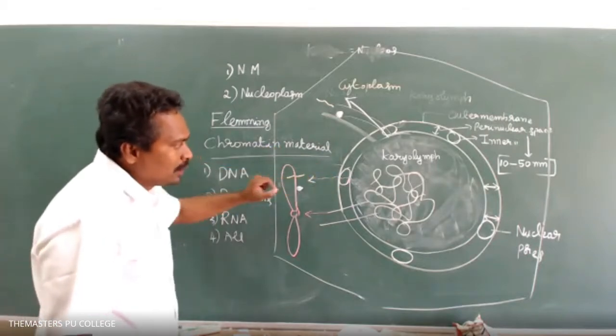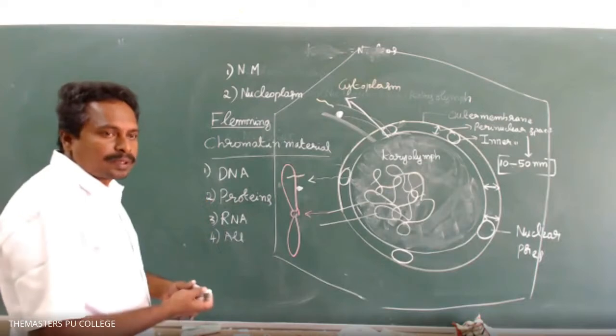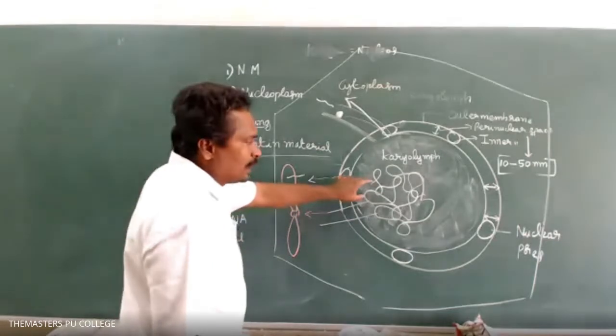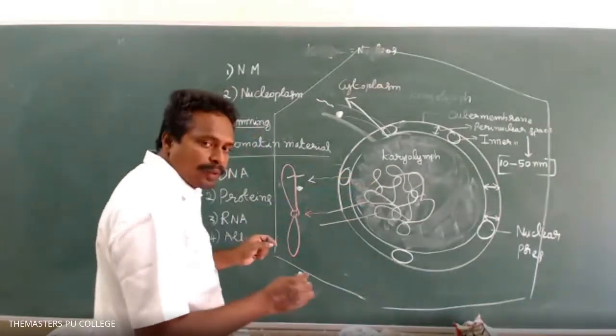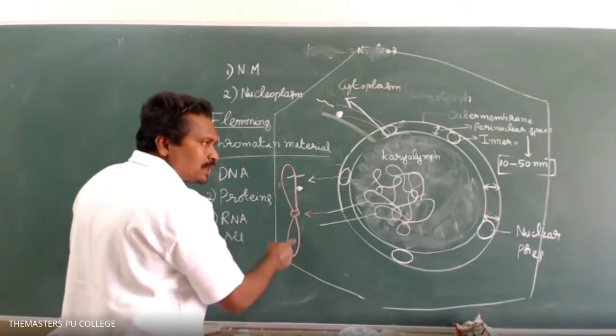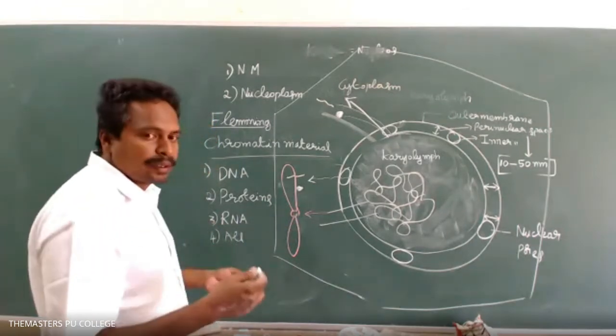Which part of the nucleus is involved in the formation of chromosomes during cell division? Chromatin. The chromatin material is involved in the formation of rod or ribbon-shaped structures during cell division.